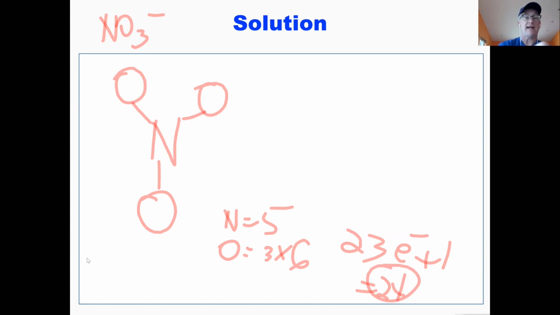So decorate the outside with electrons. Give everybody an octet. So 1, 2, 3, 4, 5, 6. 1, 2, 3, 4, 5, 6. 1, 2, 3, 4, 5, 6. That's 18. And then how many electrons are in bonds? Six. So 18 plus 6, that's 24. So we're done. That's all the electrons there are.